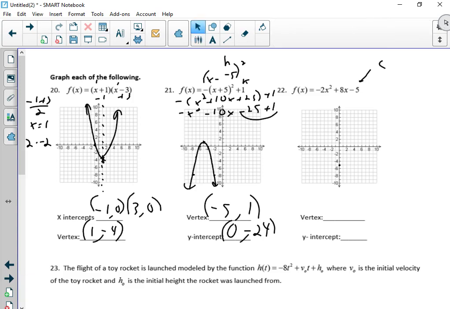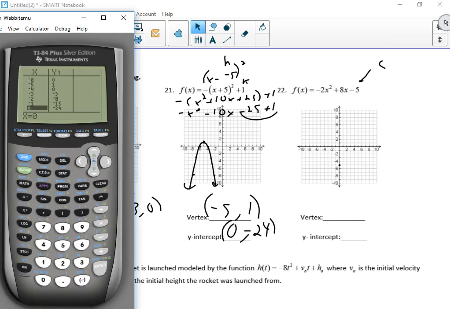Easiest way for me for this one is use calculator. Y equals, clear it out, negative 2x squared, we know it's going to be upside down, plus 8x. Nope.